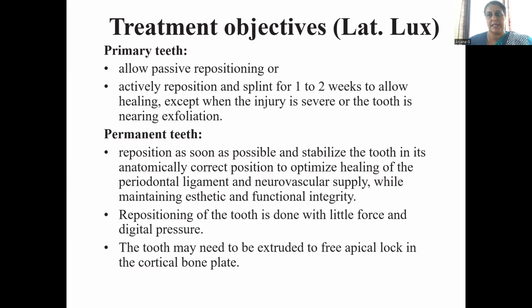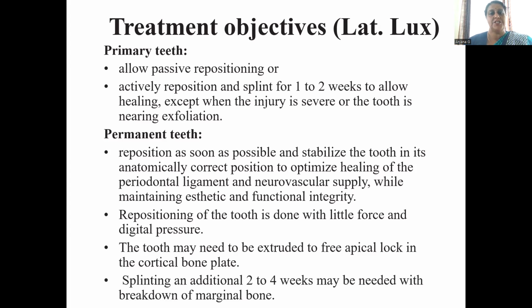If the tooth is locked inside the bone, then you have to be extremely cautious in extruding it or trying to reposition it, because there is a possibility of you extracting it inadvertently. Splinting an additional 2 to 4 weeks may be needed with breakdown of marginal bone. Ideally 1 to 2 weeks, but if there is a breakdown of marginal bone, I'm emphasizing it, splinting an additional 2 to 4 weeks may be needed.